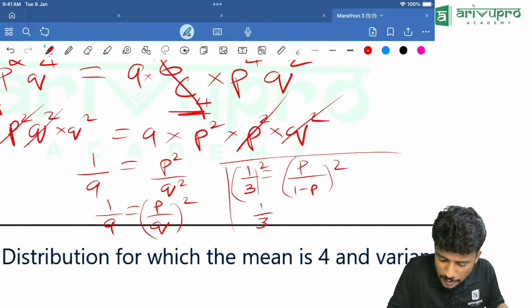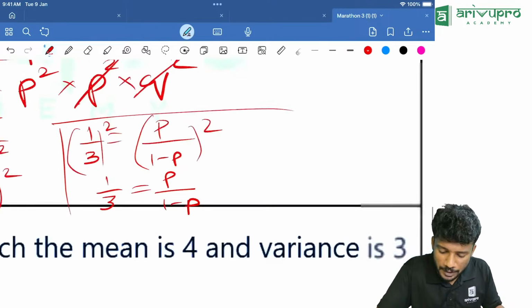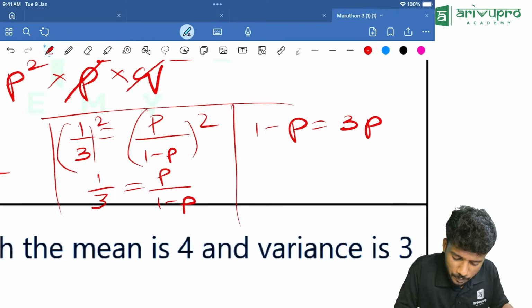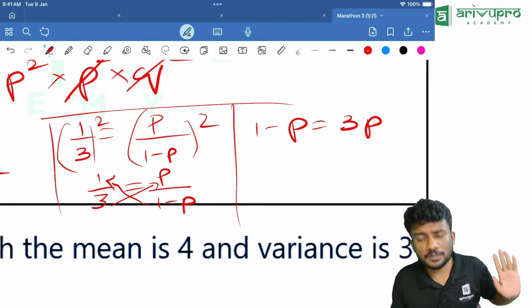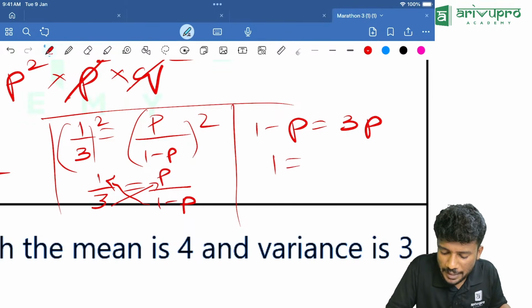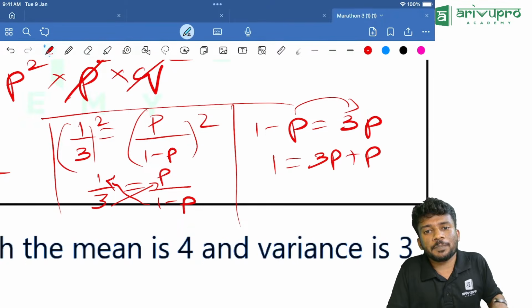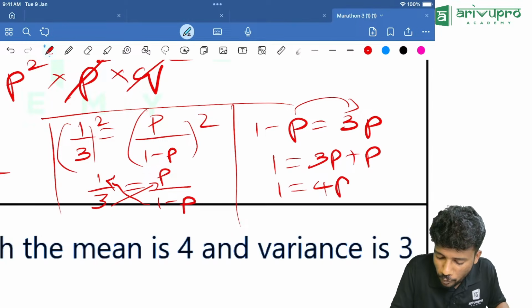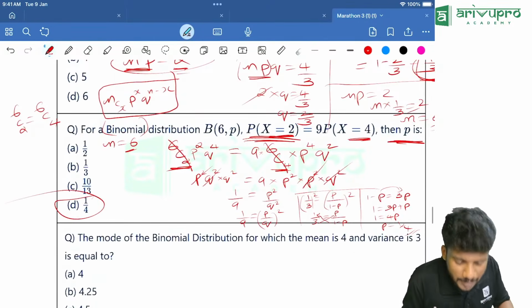What is remaining? 1 by 3 is equal to P by 1 minus P. Now, how will you solve this? You can cross multiply. 1 minus P is equal to 3P. 1 minus P went this side and 3 went this side. So 1 is equal to 3P plus P, because the minus P goes to the other side and becomes plus P. 3P plus P is 4P. So 1 is equal to 4P, P is equal to 1 by 4. Option D is your answer.